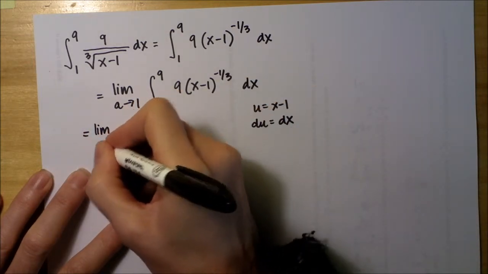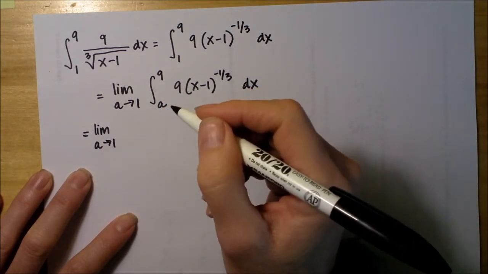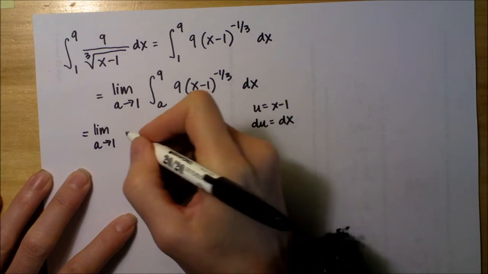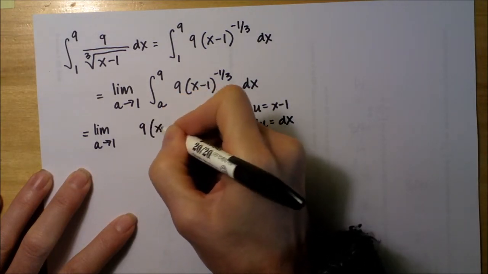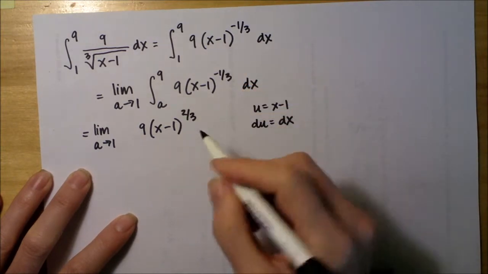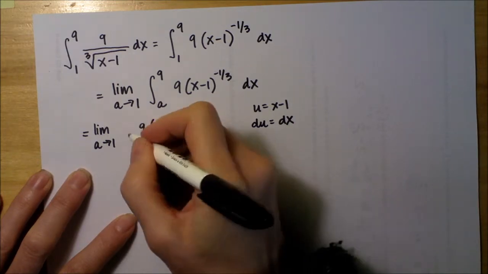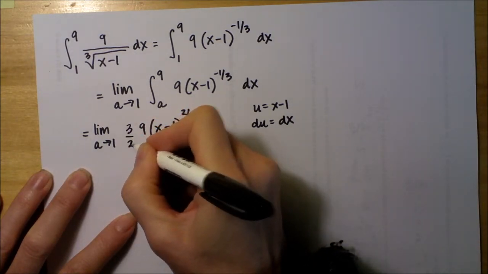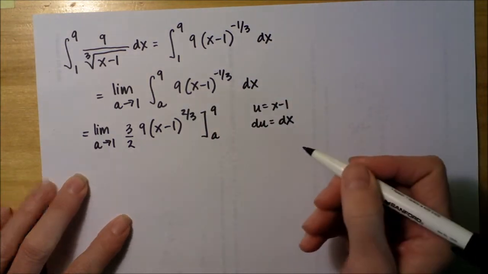The limit as a goes to 1 of, here's the 9. Where should I put it? Here's the 9. Here's the x minus 1 to the, what did I say, 2/3. And then remember, we need the reciprocal of this as a coefficient. So we'll have a 3/2 out here. And we need to evaluate this between a and 9.